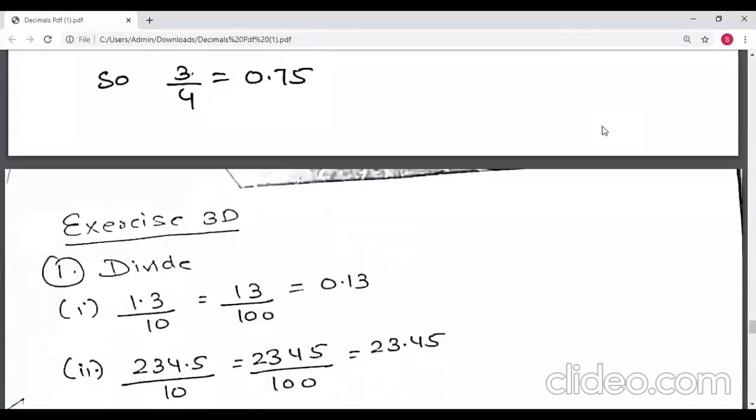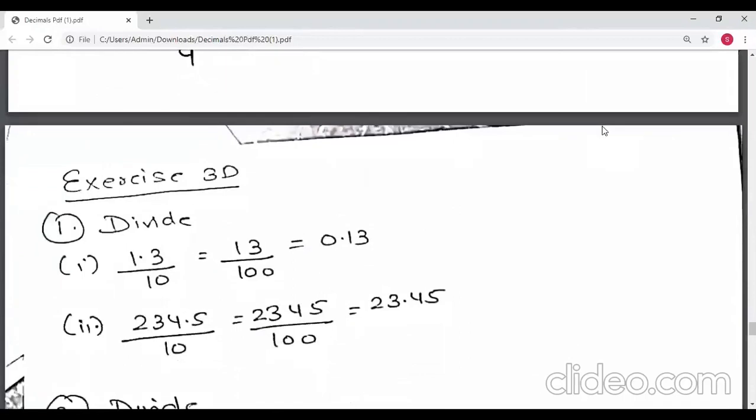Now let us do some of the questions from the exercise 3D. Your first question says divide 1.3 by 10. What you will do? Remove the decimal from 13 and put one more 0 in the denominator. You will get the number as 13 upon 100 and the final answer will be 0.13.